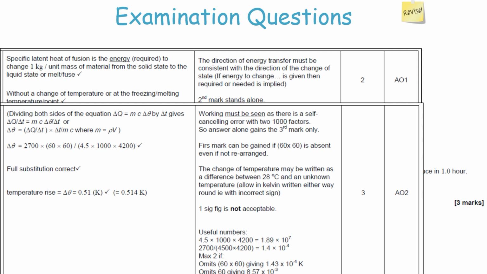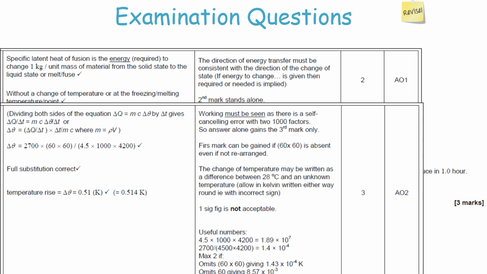Now, power is energy over time, or delta Q over delta T, so we can therefore equate the two, because we know that there's no energy lost to the surroundings, so all of the energy being transferred in by the heater is being used to raise the temperature. So we can say delta Q over delta T is equal to mc delta theta divided by delta T. At that point we can rearrange it and work through what delta theta is.